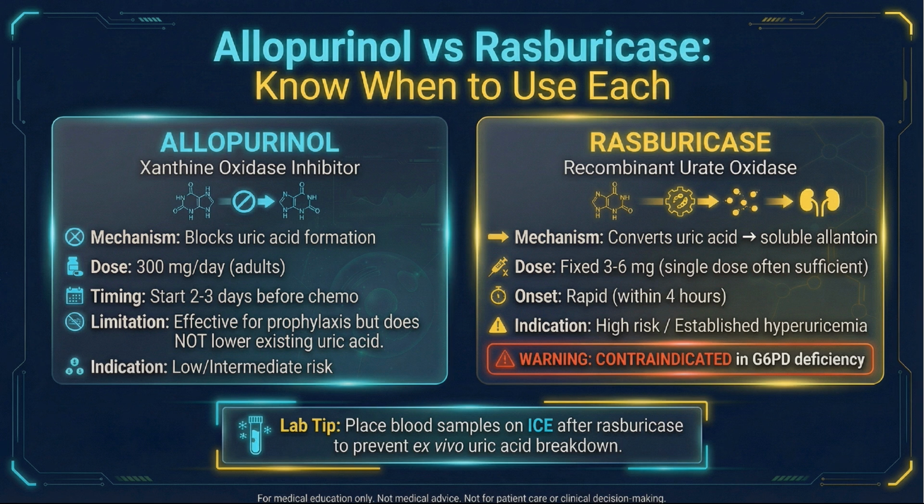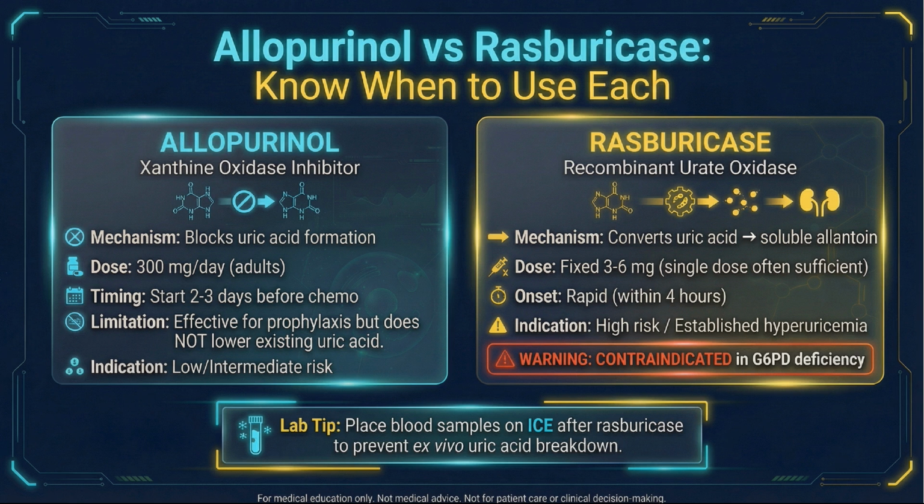In contrast, Rasburicase is a recombinant urate oxidase enzyme. Its mechanism is to convert existing uric acid into allantoin, which is much more soluble and easily excreted by the kidneys. It is typically given as a single fixed dose of 3 to 6 milligrams and works very rapidly, reducing uric acid levels within just 4 hours. This makes it the agent of choice for high-risk patients and for those who already have established hyperuricemia at baseline.